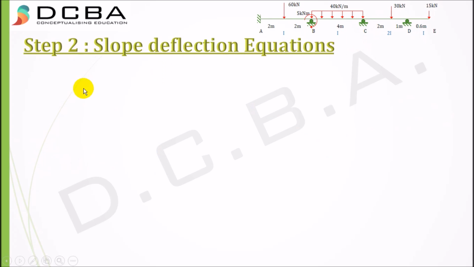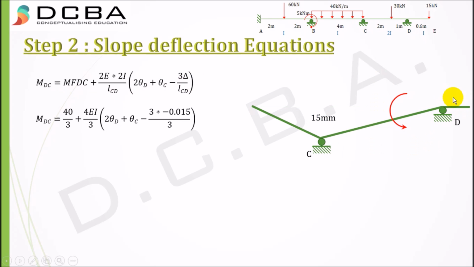Again writing for MDC, it is MFDC plus 2E into 2I by LCD into 2 theta D plus theta C minus 3 delta by LCD. Again delta will be negative only because it is anti-clockwise for this particular segment. Simplifying this, we get 40 by 3 plus 4EI by 3 into 2 theta D plus theta C plus 3 by 200.